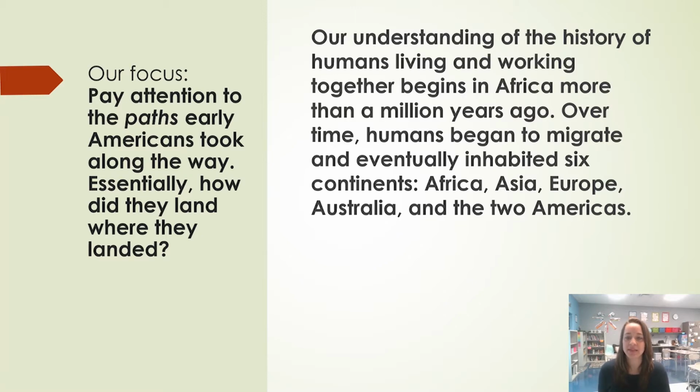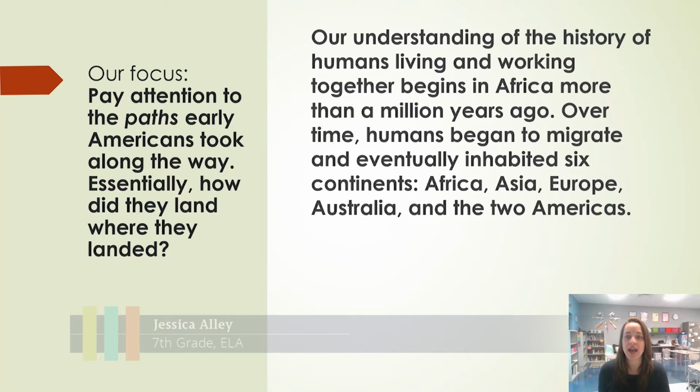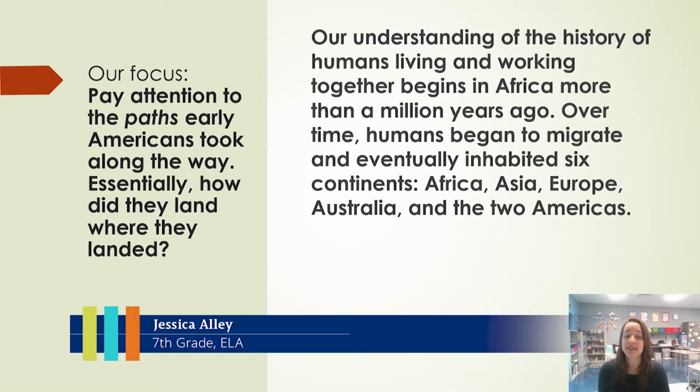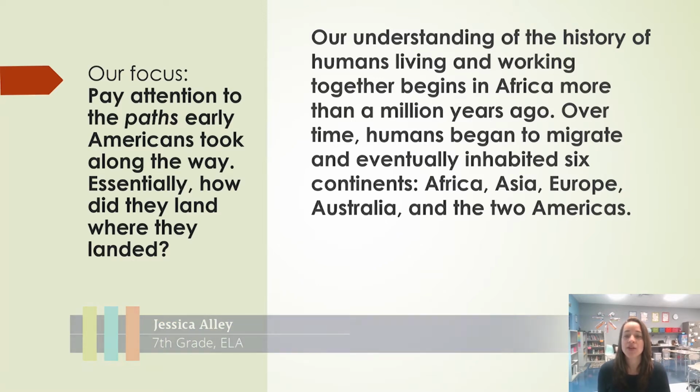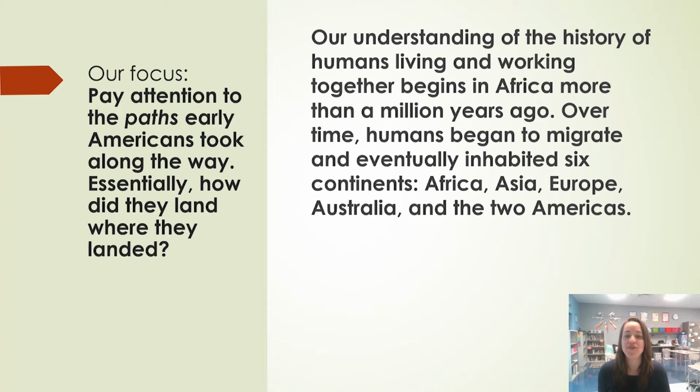Our understanding of the history of humans living and working together begins in Africa more than 1 million years ago. Over time, humans began to migrate and eventually inhabited 6 continents: Africa, Asia, Europe, Australia, and the 2 Americas. So, how did they land where they landed?